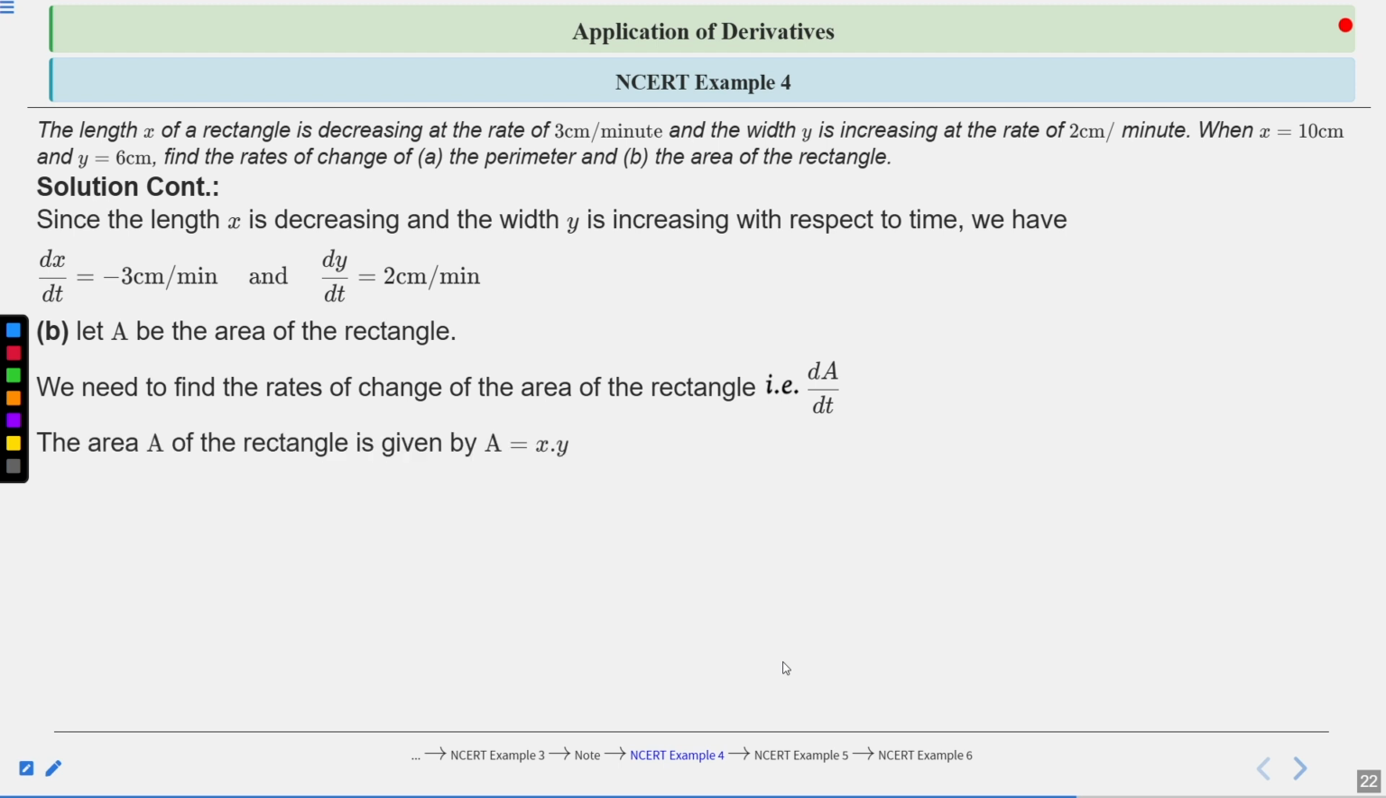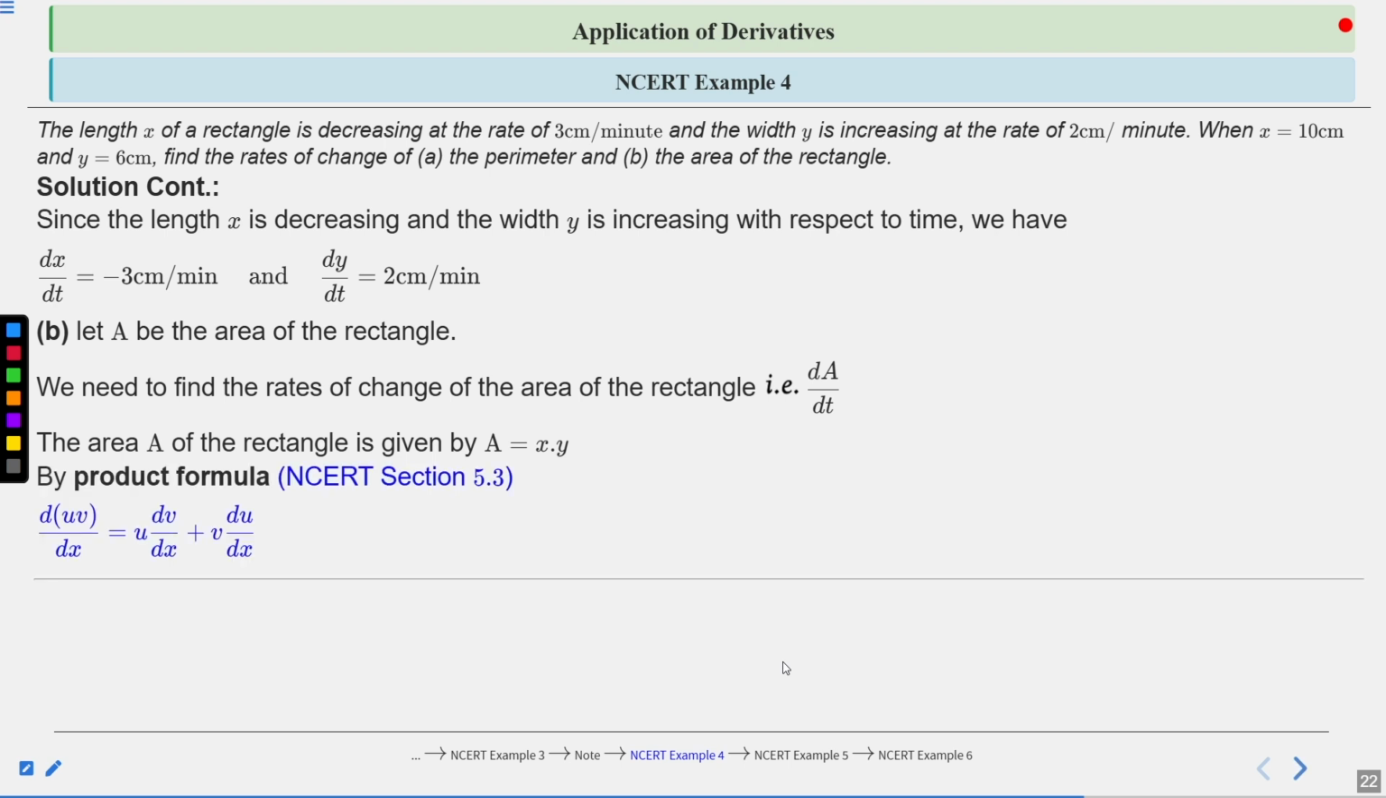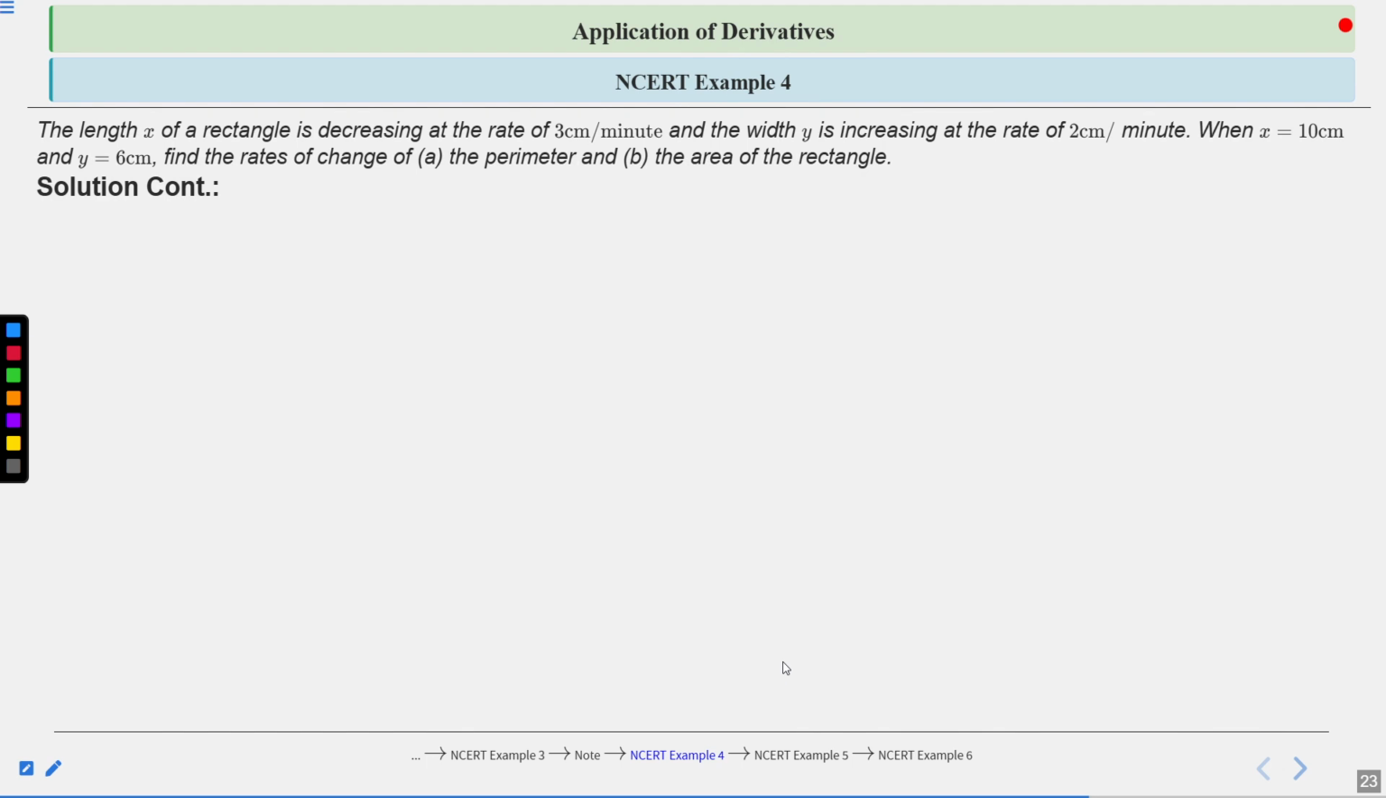Thus, the area A of the rectangle is given by A is equal to x into y, right? We know that the area of a rectangle is basically the product of the sides. Now, by using the product formula, for which you can refer to NCERT section 5.3, d of uv upon dx is u into dv upon dx plus v into du upon dx, right? Therefore, dA upon dt will be equal to dx upon dt into y plus x into dy upon dt, right?